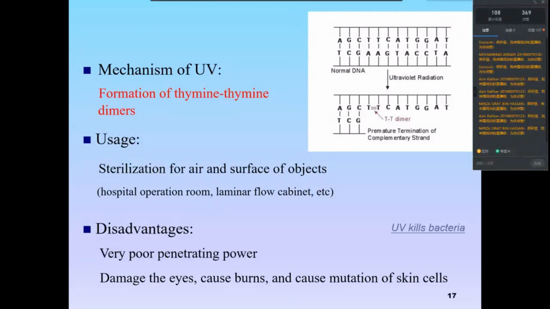Here I will show you a video. This video is an experiment. They did this experiment to test the effect of UV light on bacteria, and you can see how effectively the UV light can kill bacterial cells.